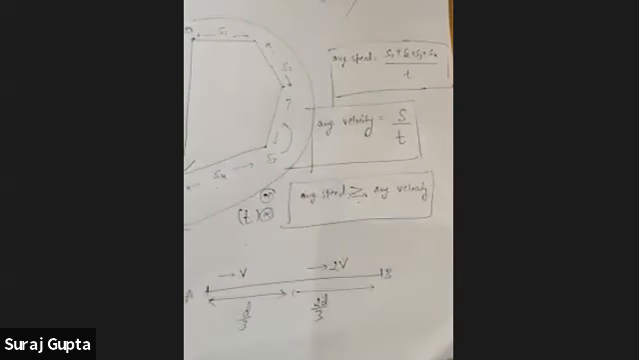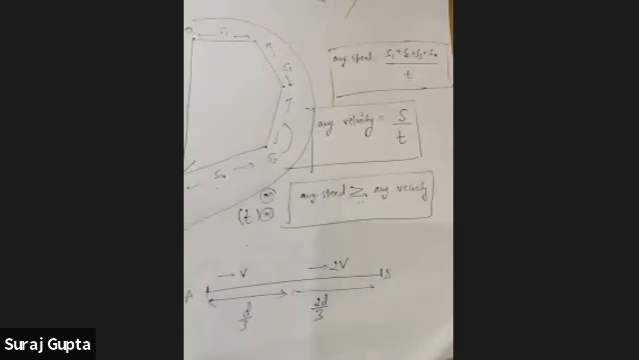Okay, so the question is: a particle starts from point A and reaches point B, moving in a straight line. The initial one third of the distance it travels with speed v, and the remaining two thirds of the distance it travels with speed 2v. They're asking you to find the average speed and average velocity of the particle during this journey, when the particle moves from A to B.